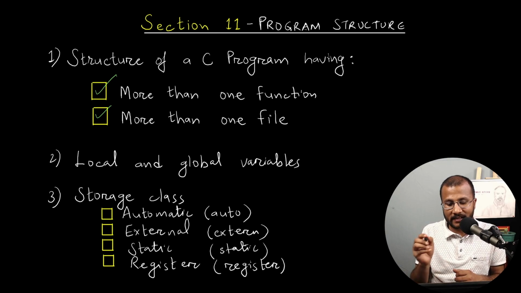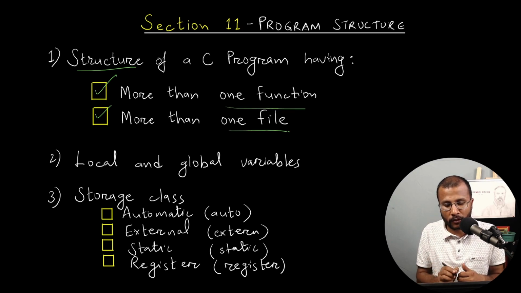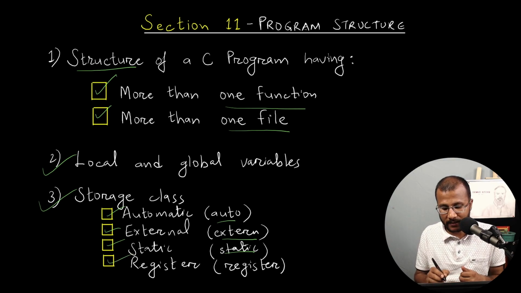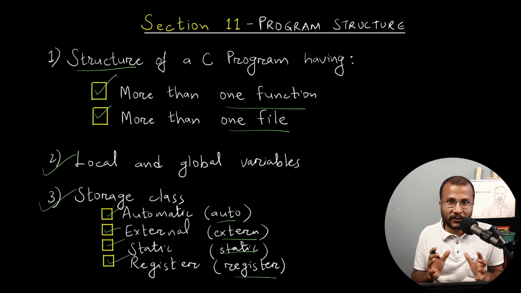So this section is dedicated to learning about the structure or the layout of a C program whenever there is one or more functions and whenever there is one or more files in that particular program. We're also going to have some lectures on local and global variables. And most importantly, we're going to talk about storage classes. There are 4 storage classes: automatic, where auto is the keyword for representing the automatic storage class; external, where extern is the keyword; static, where static is the keyword; and there is a register storage class, where register is the keyword. So in this section we are going to learn about all these aspects related to the structure of a program.